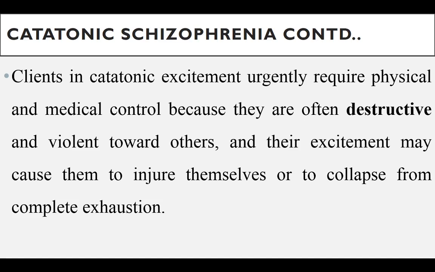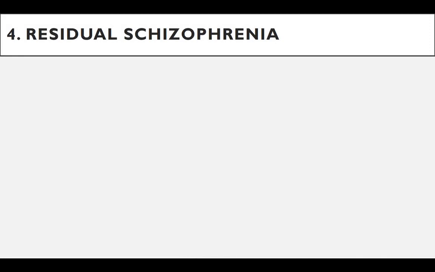They are often destructive and violent towards others, and their excitement may cause them to injure themselves or to collapse from complete exhaustion. Now, how do we differentiate between catatonic stupor and catatonic excitement? We call it catatonic when it involves the psychomotor behavior. If decreased, stupor. If increased, excitement, so it goes into catatonic excitement.